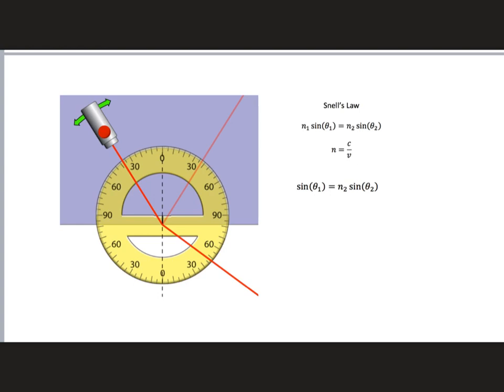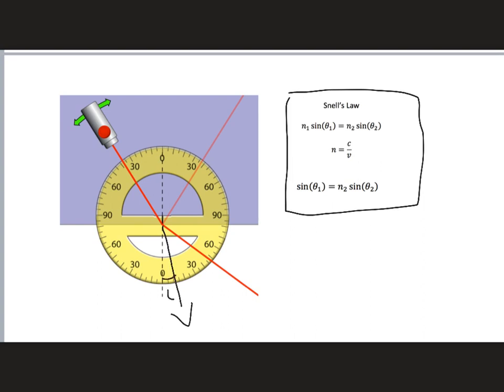Okay, in this slide we want to look at Snell's law, and we're going to be measuring the index of refraction of a particular medium. And I apologize, I accidentally put the wrong picture here. I wanted the one where the ray would bend towards the normal, something like that. But it doesn't matter because we're going to be looking just at the equations here.